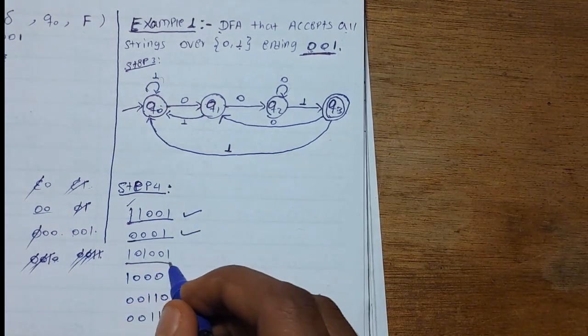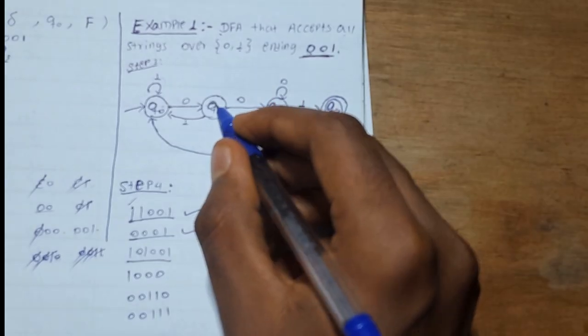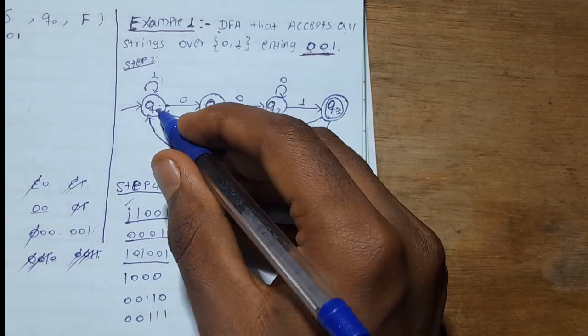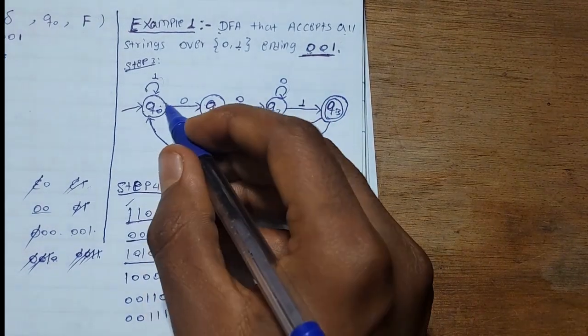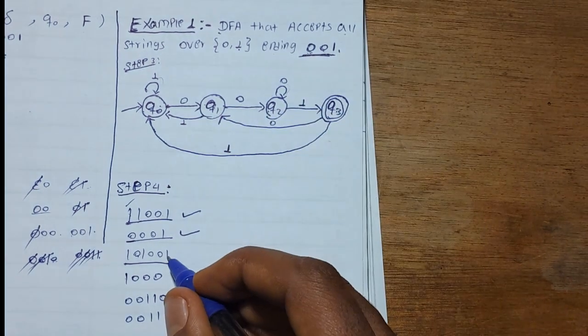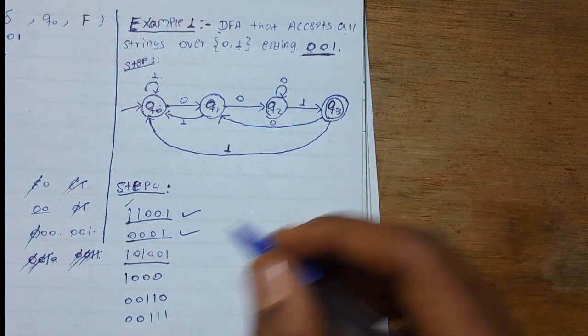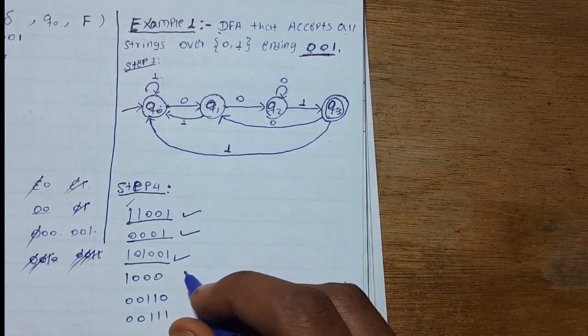And let's check for this one. 1 here and 0 goes to Q1, and with 1 returns to Q0, and with 0 goes to Q1, and with another 0 goes to Q2, and finally with 1 goes to Q3. It started from the initial state and ended in the final state, so this will be accepted.